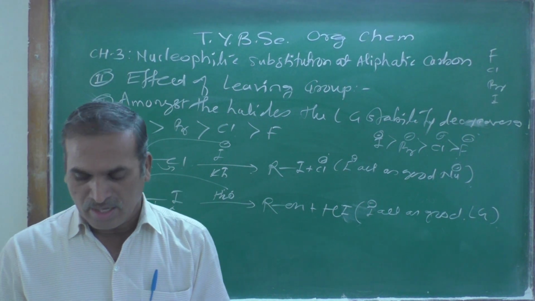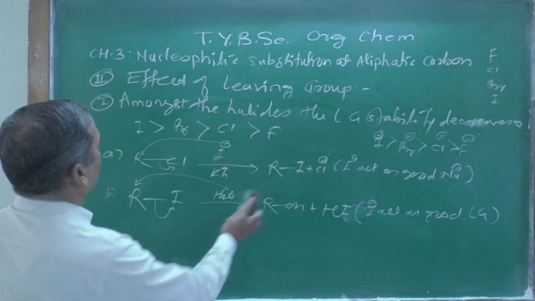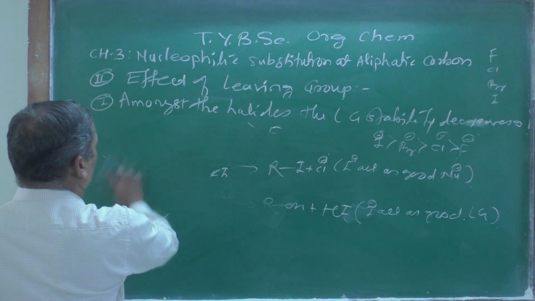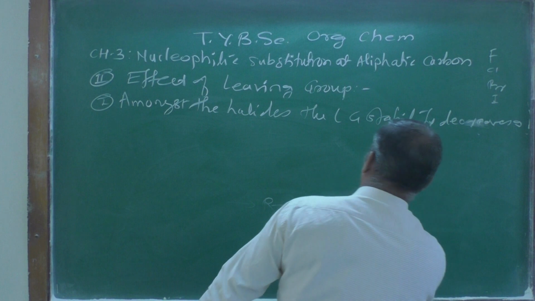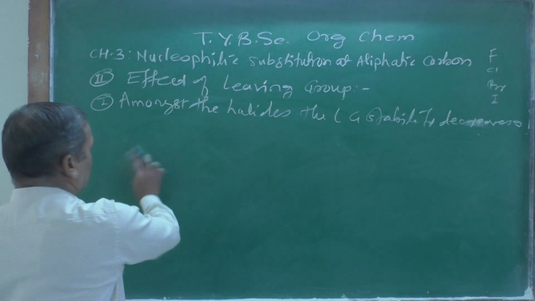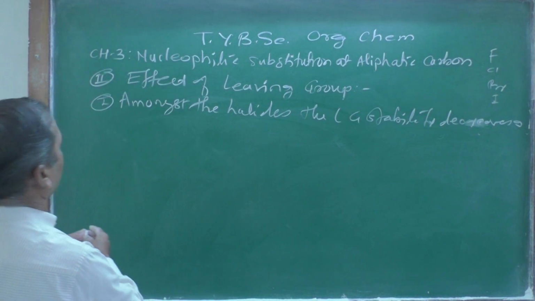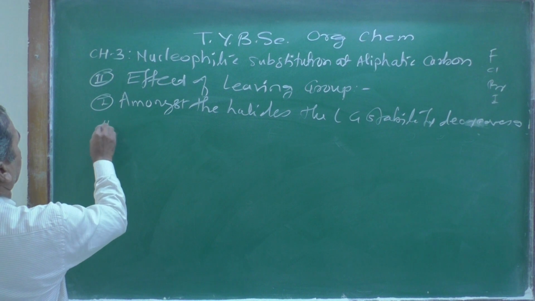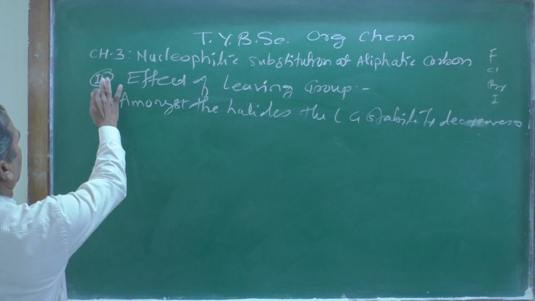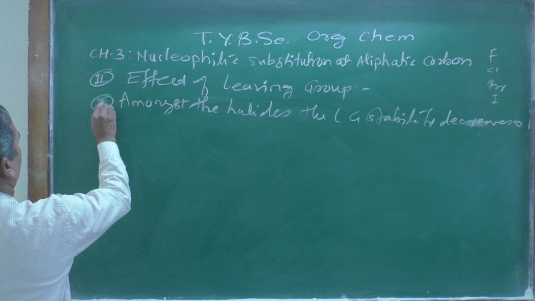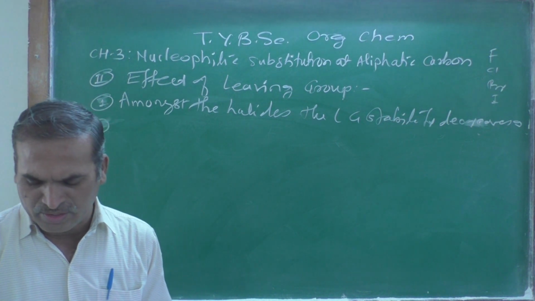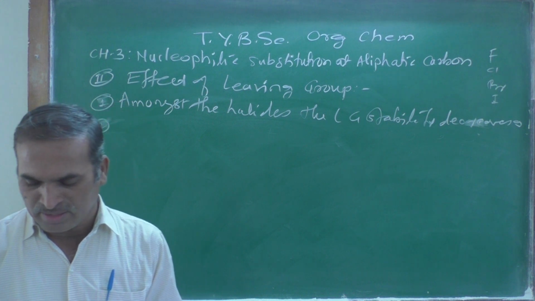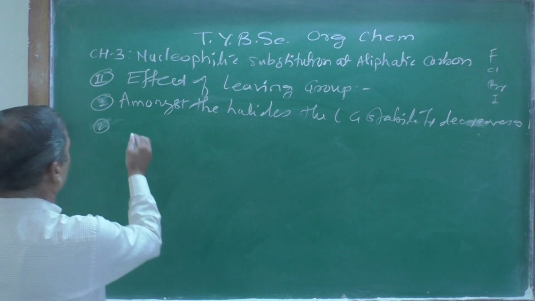So both these things. Now let us move on to the second point we are going to discuss over here. This is the second effect. The second point we are going to discuss: OH minus and OR minus are bad leaving groups.